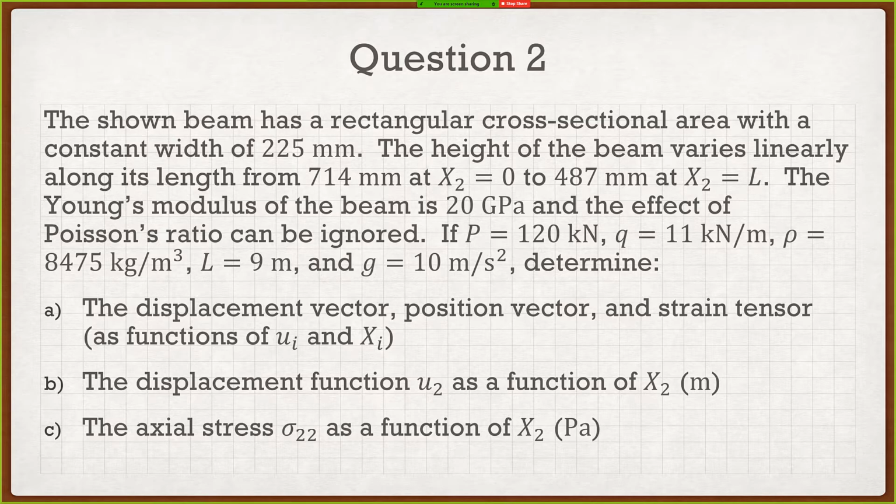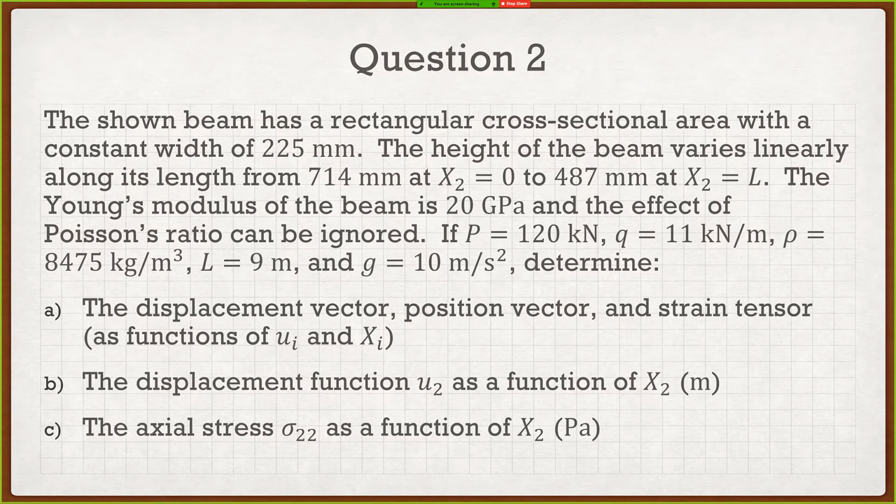The Young's modulus of the beam is 20 GPa, and the effective Poisson's ratio can be ignored. If P is equal to 120 kilonewtons, Q is equal to 11 kilonewtons per meter, rho, the density, is equal to 8,475 kilonewtons per meter cubed, the length L is equal to 9 meters, and G is equal to 10 meters per second squared, determine, and it basically wants three things.